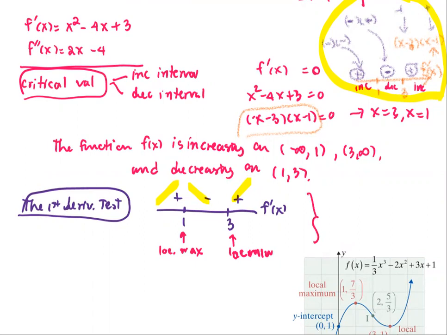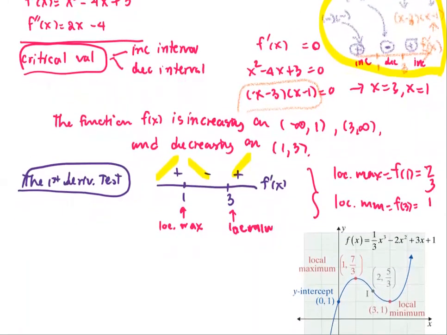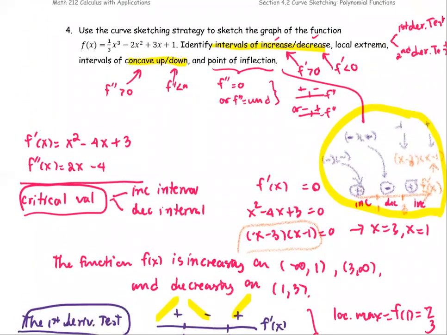So we can write it out as the local max equals f at 1, and replacing the value into the function we get 7 over 3. And the local minimum value occurs at 3, so f at 3 equals 1. As you see on the graph here, at 1, the value 7 over 3 gives you the local max. At 3, the value is 1. That gives you the local min by using the first derivative test. So this part is done.